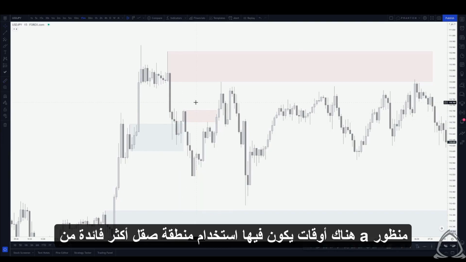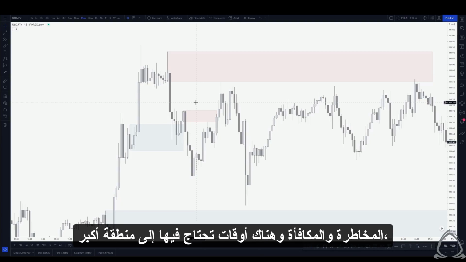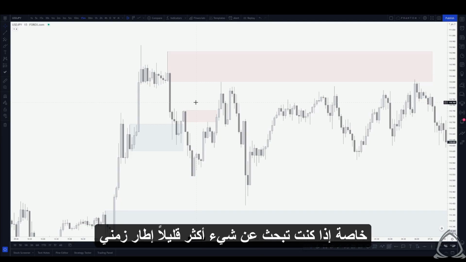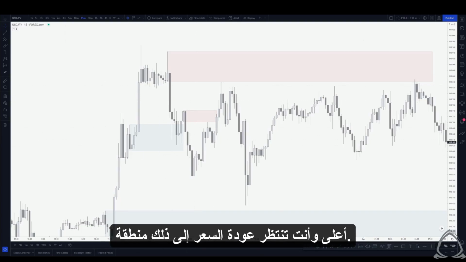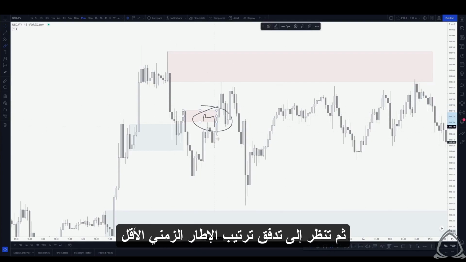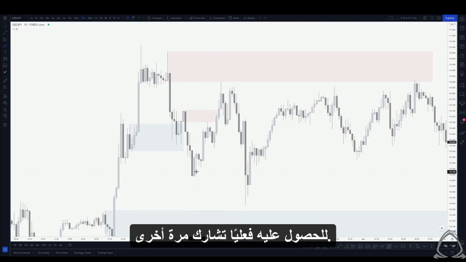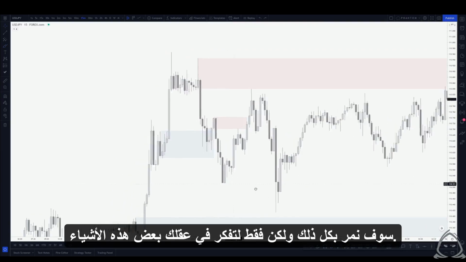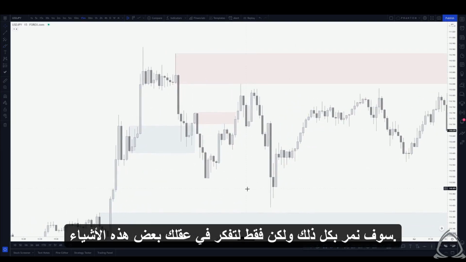There are times when using a refined zone is more advantageous from a risk to reward perspective. And there are times when you need a larger zone, especially if you're looking at something that's a little bit higher time frame and you're waiting for price to return into that zone, and then you're looking at lower time frame order flow to actually get involved. Again, we'll go through all of that, but just to get your mind thinking about some of these things.